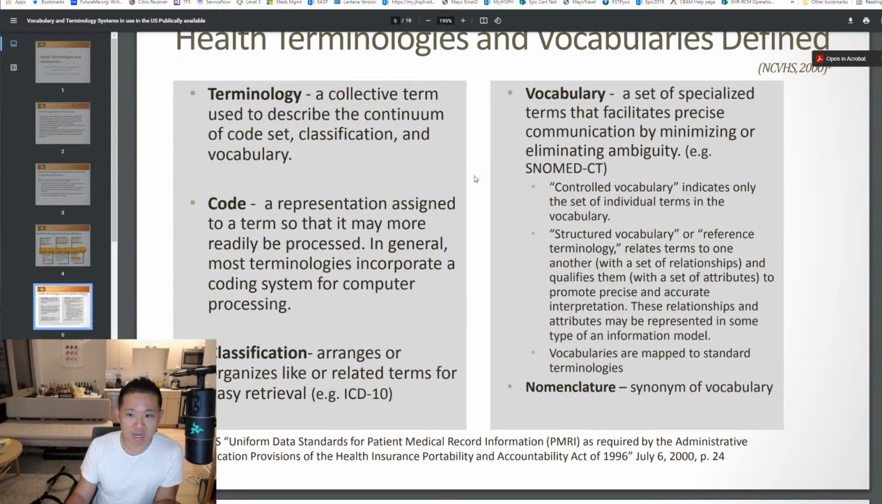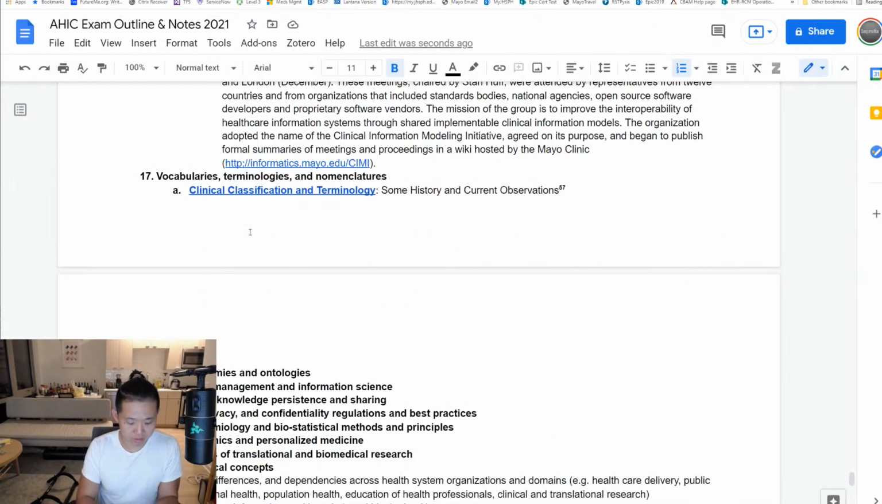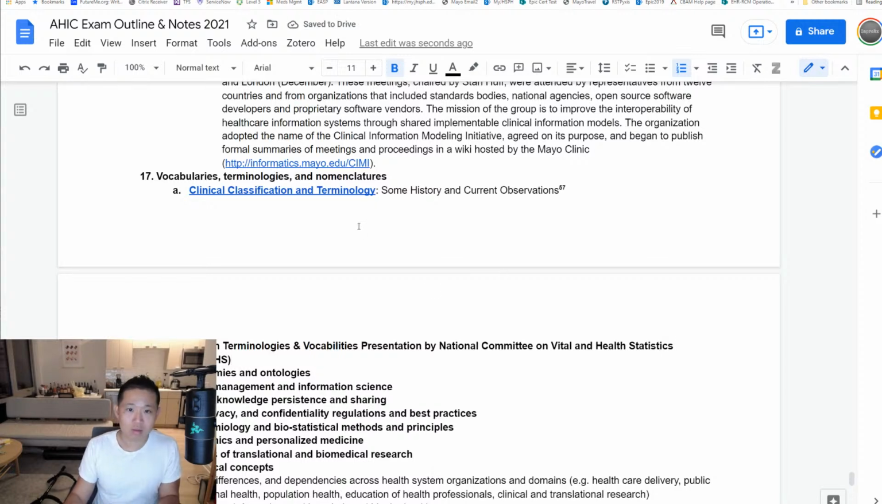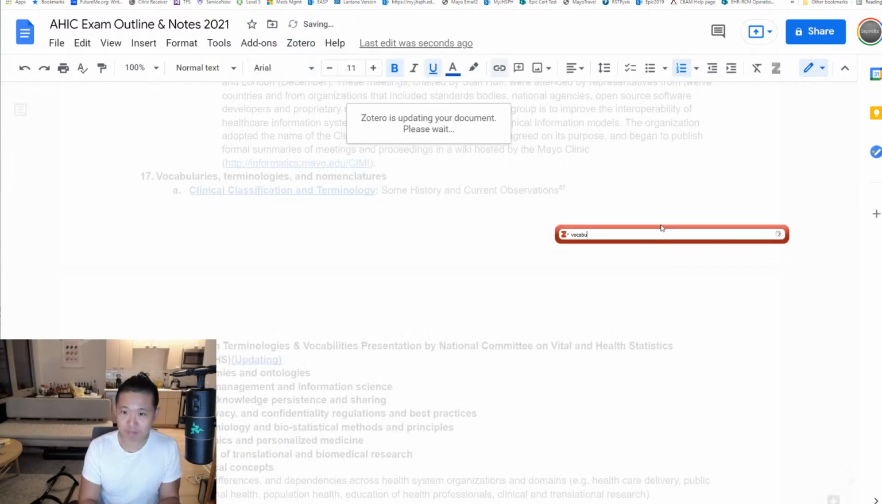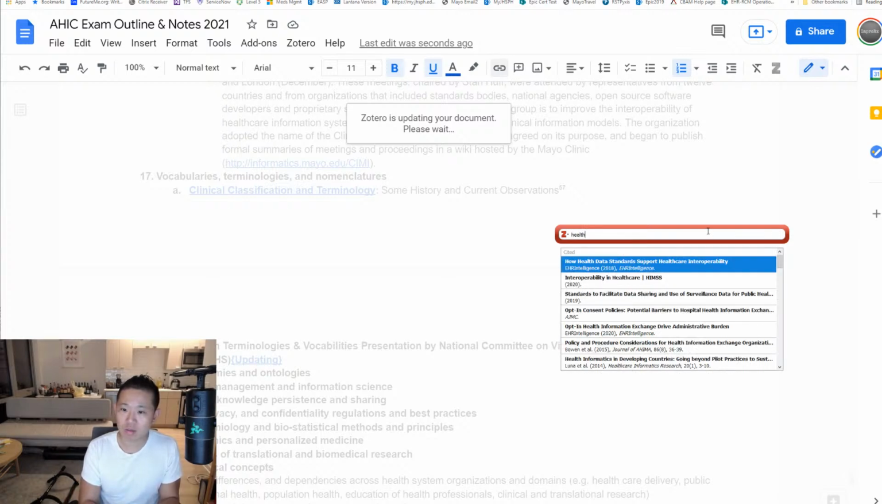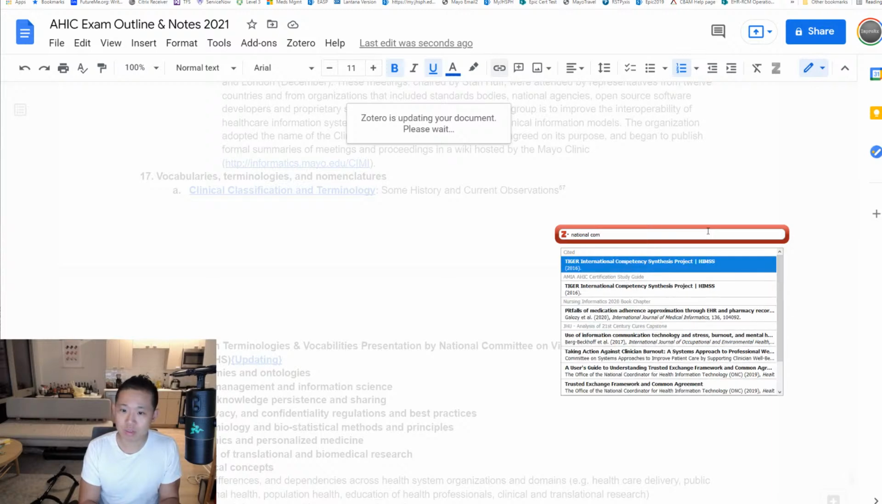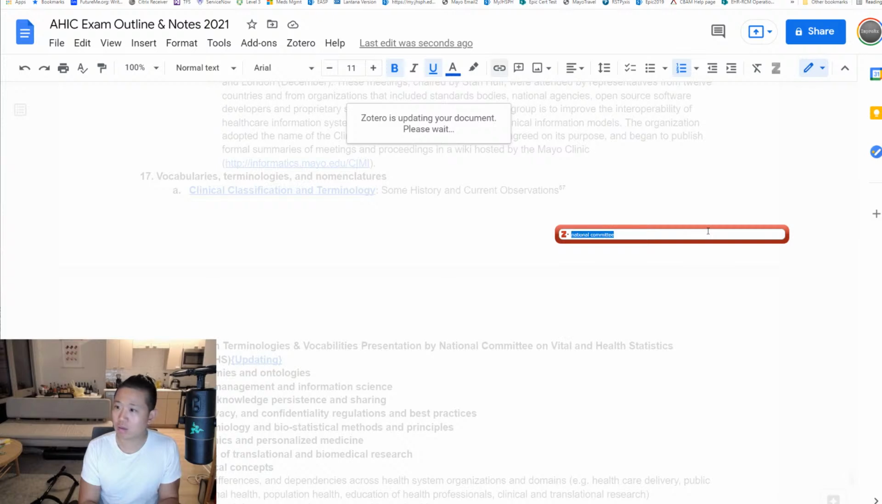It's just understanding the exact definitions, I think, is always really important to know. So I'm going to cite this. Health terminologies and vocabularies. Presentation by HHS. National Committee on Vital and Health Statistics. So let's go ahead and cite. I don't know if I cited it. Vocabulary. Health terminologies. National Committee. NCVHS.